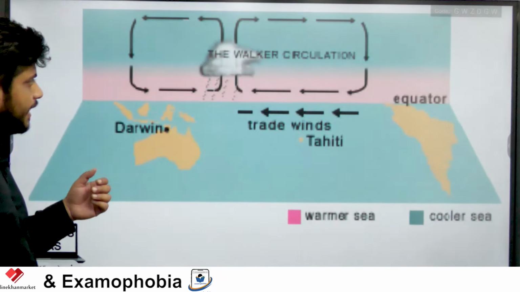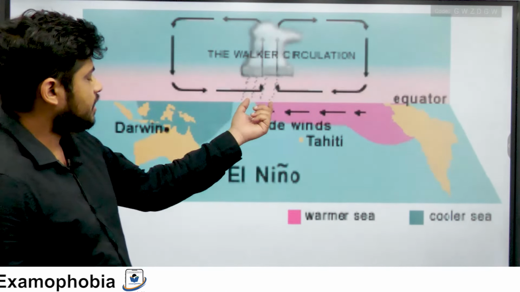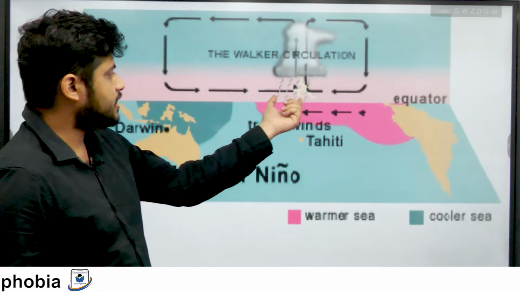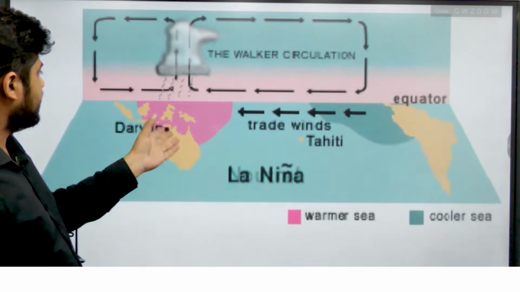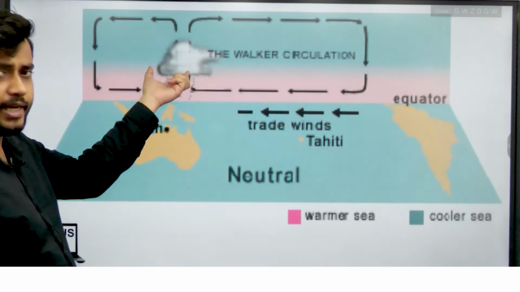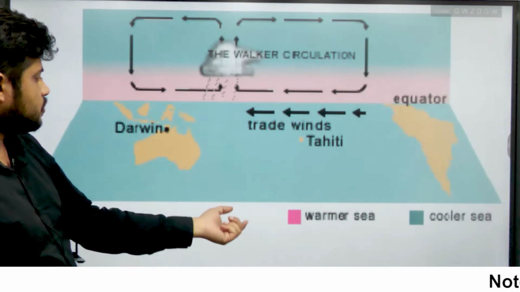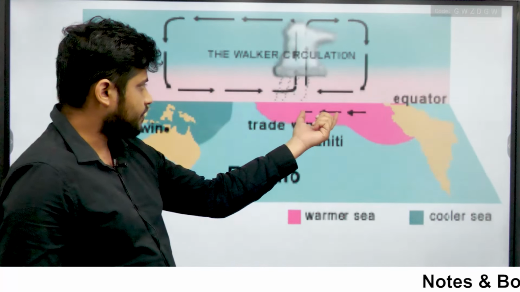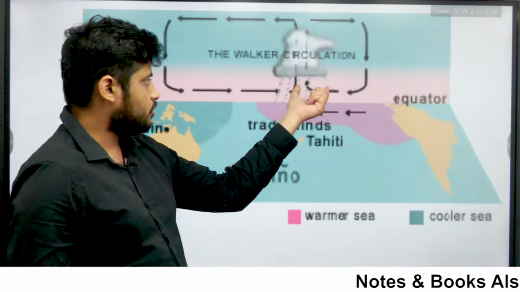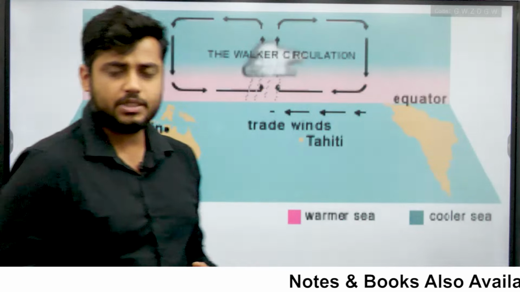Now, you can see that under the El Nino condition, the rainfall area is shifting towards the Central Pacific Ocean and towards the Eastern Pacific Ocean. Under the La Nina condition, there is heavy rainfall over Australia. But in case the sea surface is warm, this pattern shifts towards the Central and the Eastern Pacific Ocean.